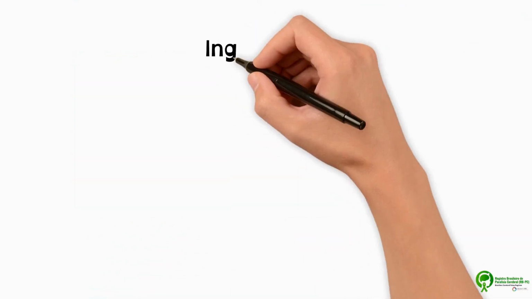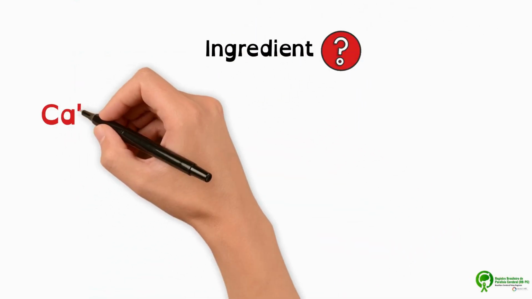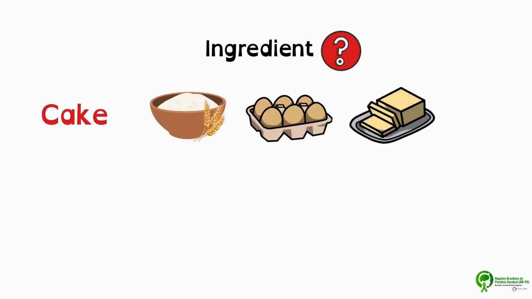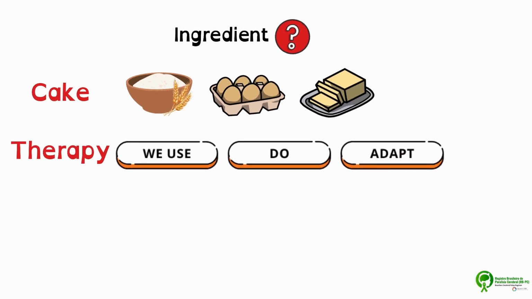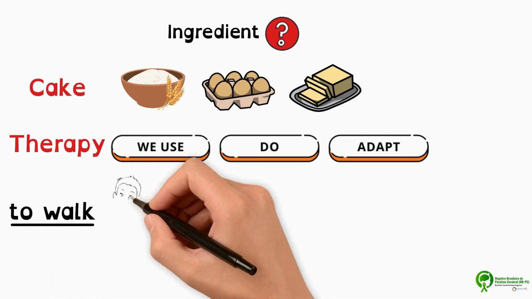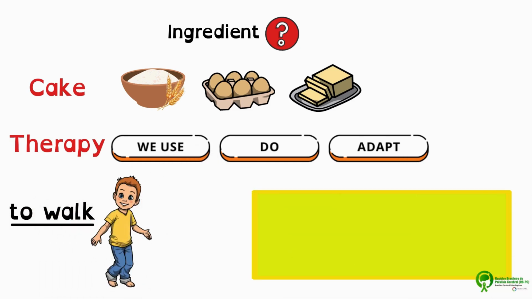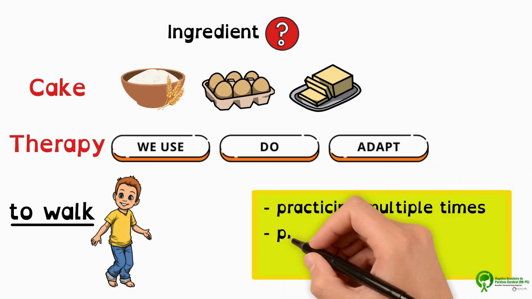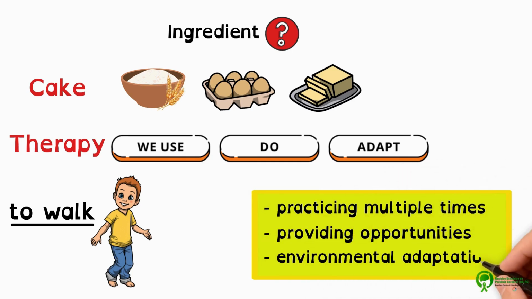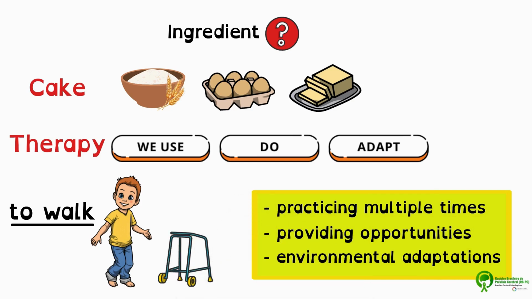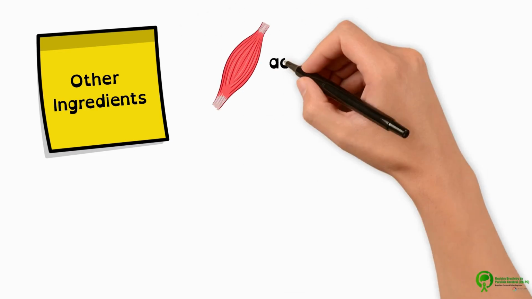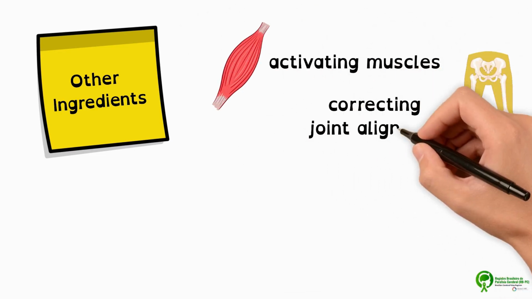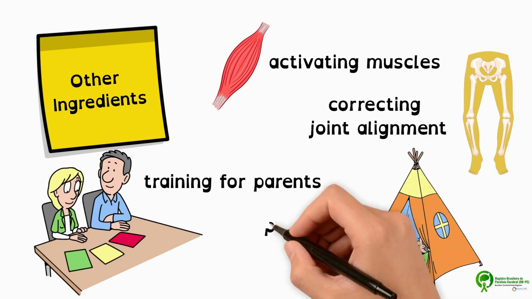But what is an ingredient after all? If we are making a cake, we need flour, eggs, butter. In therapy, it's the same. Ingredients are everything we use, do, or adapt to reach the goal. For example, if the goal is independent walking, the ingredients might be practicing walking multiple times, providing opportunities for the child to walk, environmental adaptations, such as using a walker if needed, and there are many other ingredients available for other goals, such as activating muscles, correcting joint alignment, training for parents, play and activities the child enjoys.